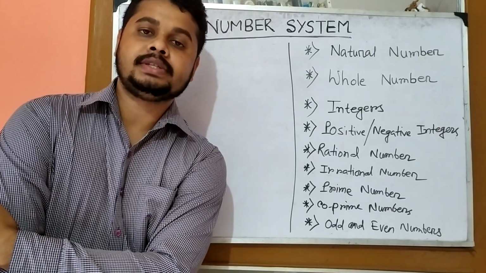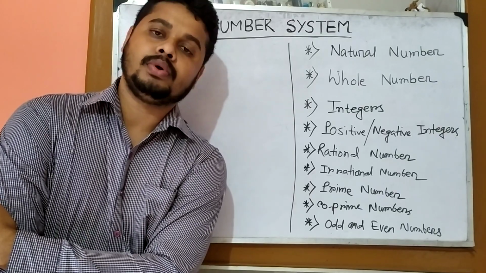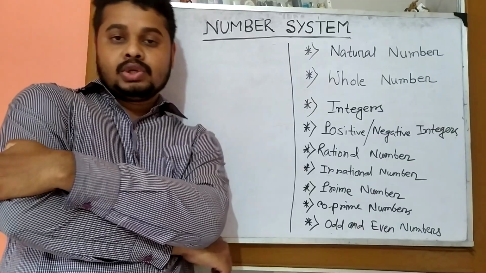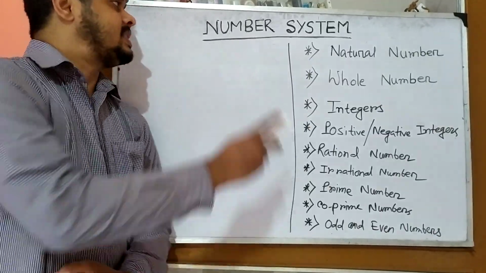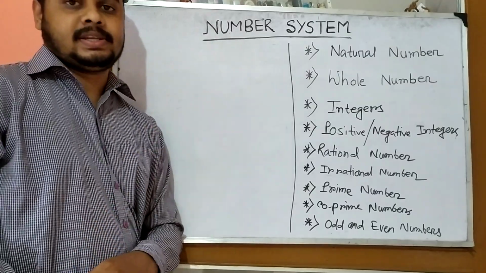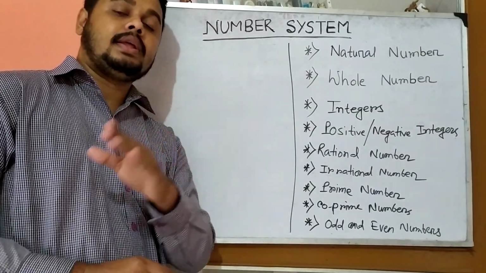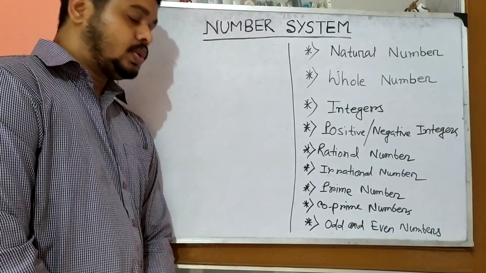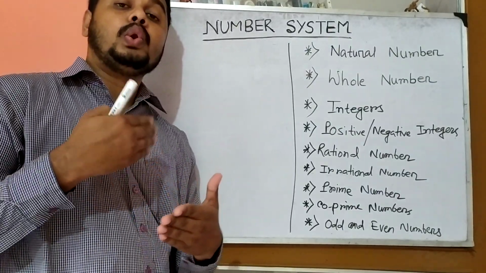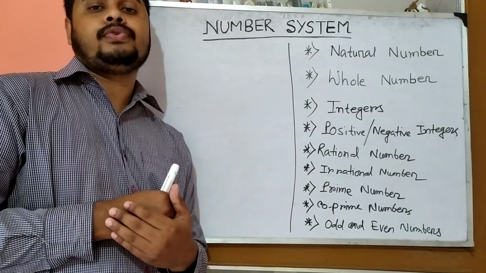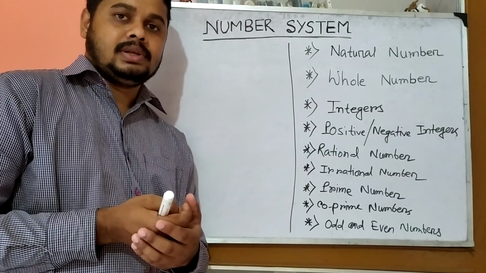Already we completed 3 chapters, that is, Heron's formula, lines and angles, and polynomials. Today we are going to discuss the chapter Number System. That is the first chapter in your NCERT book. Today we will learn the basic idea of number system.